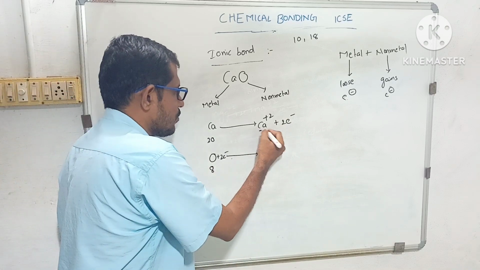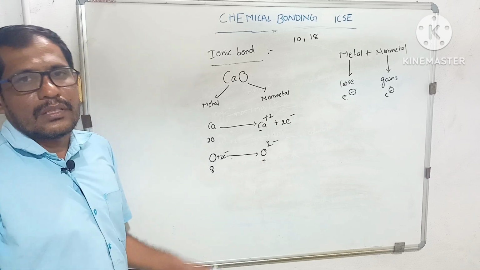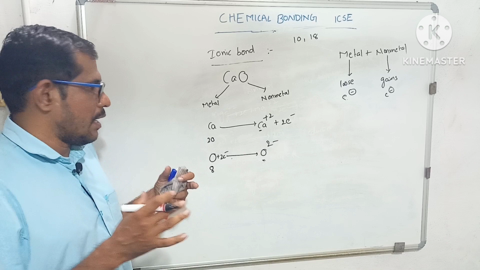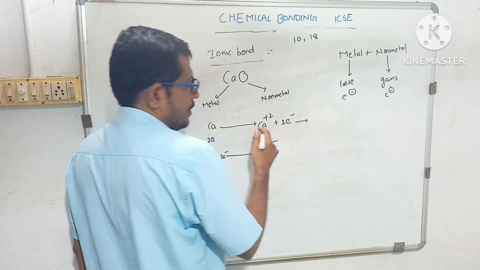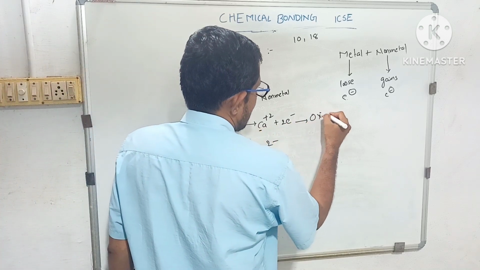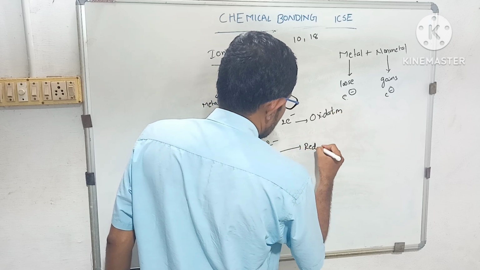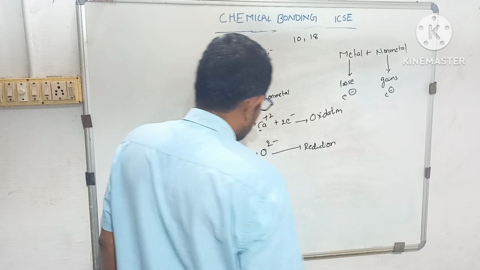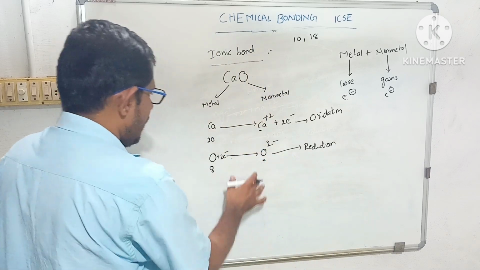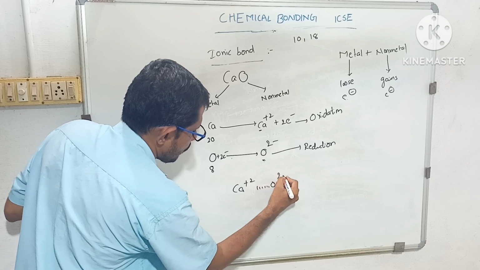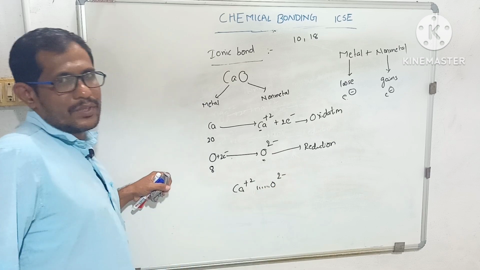Now we have positive charge and negative charge, so there is a development of electrostatic force. That electrostatic force is nothing but ionic bond. Here the electron it is losing, so this is oxidation reaction, and here the electron it is gaining, so it is reduction reaction. And electrostatic force developed between the calcium 2 plus and O2 minus, right?